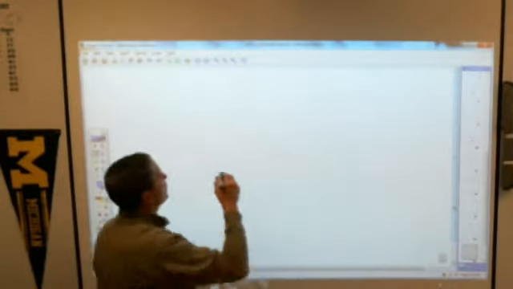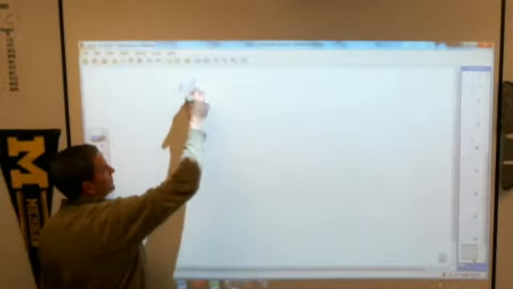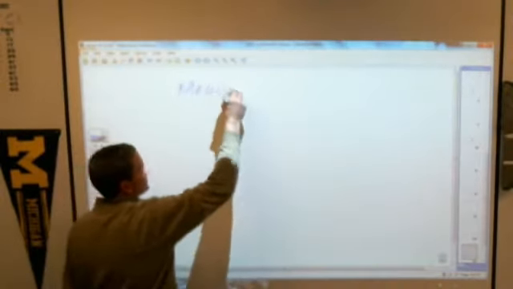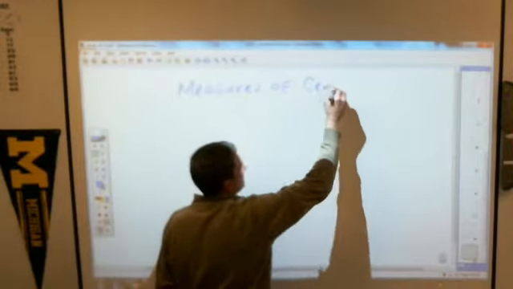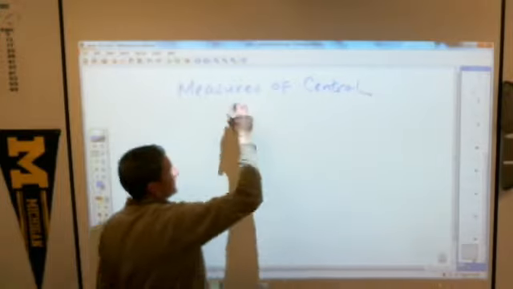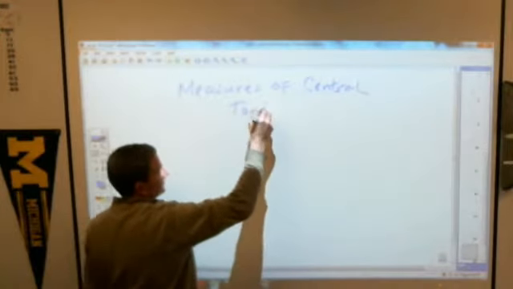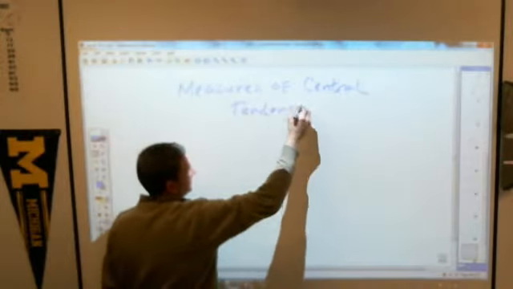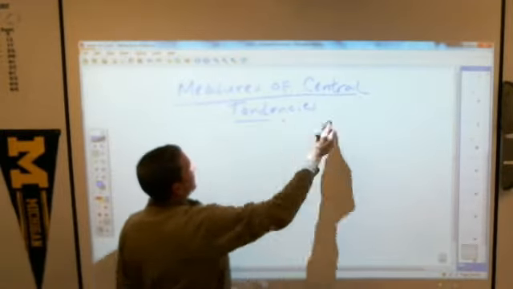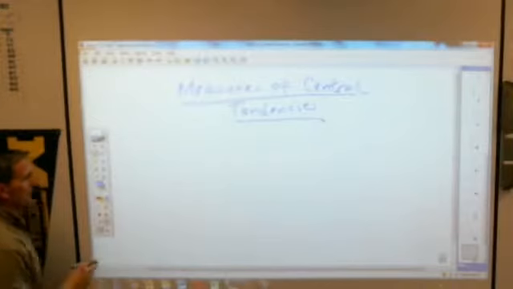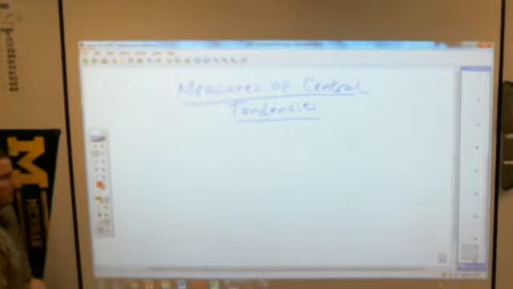But this is called measures of central tendencies. And I would highly recommend in your notes you write other places to refer back to this, because you'll never know what to look under when we talk about this.